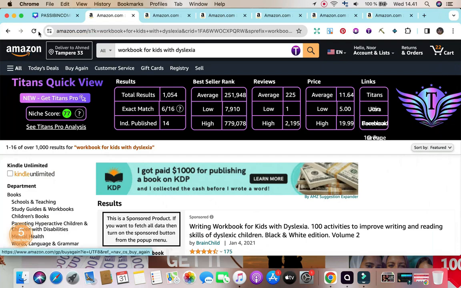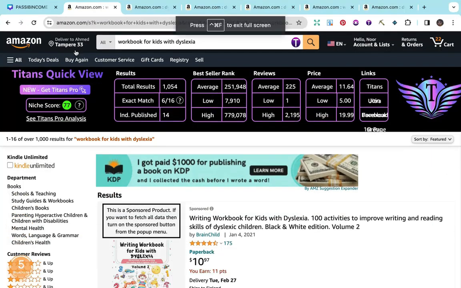And our first keyword for the day is workbook for kids with dyslexia. So our niche for all of the 5 keywords is connected to workbook for kids, which is amazing. Our audience is kids with dyslexia, and you need to be mindful that you need to be able to create specific customized worksheets and activities for kids with dyslexia.